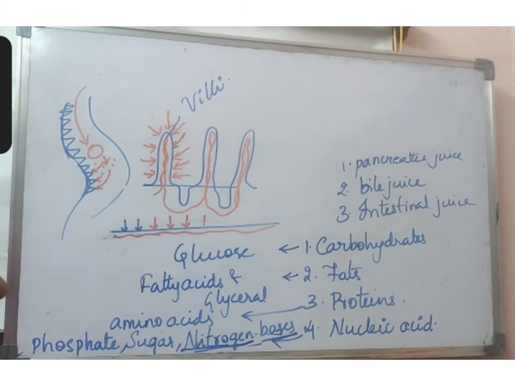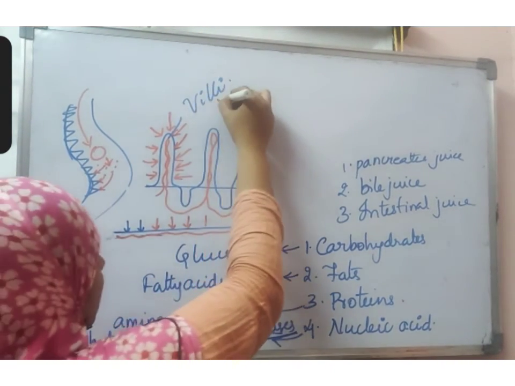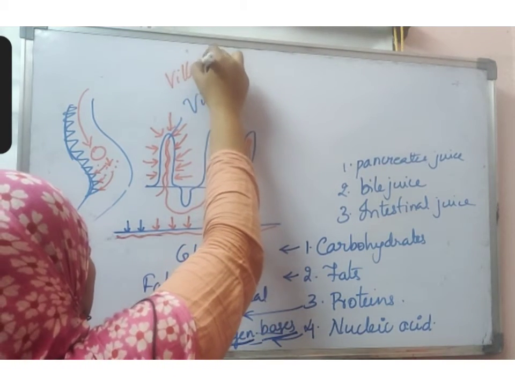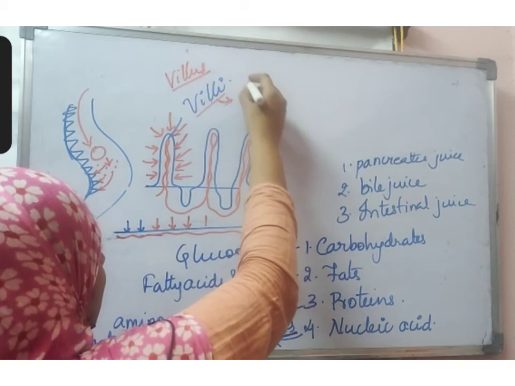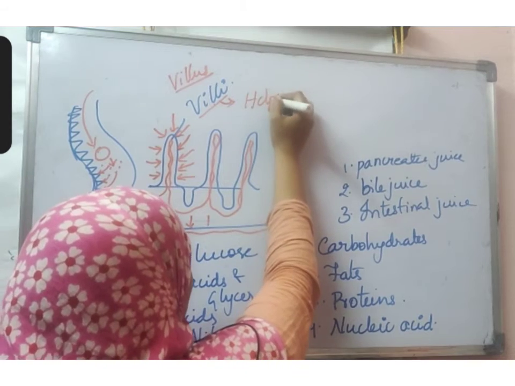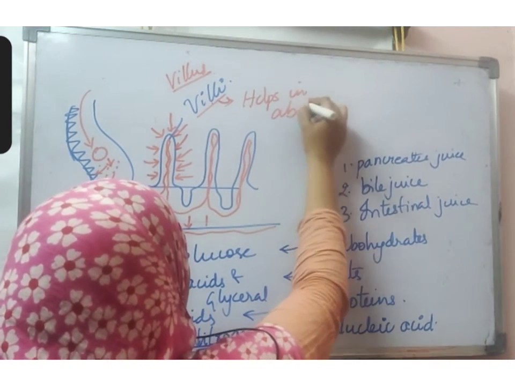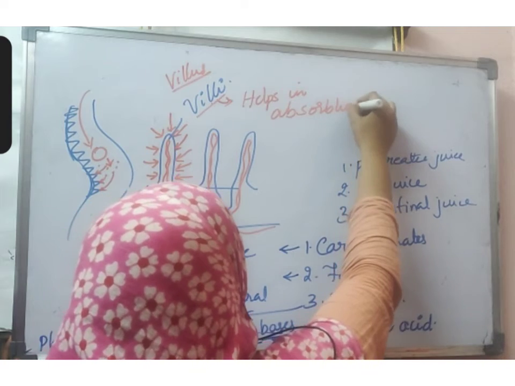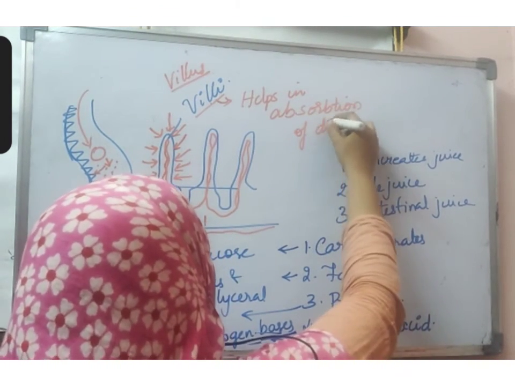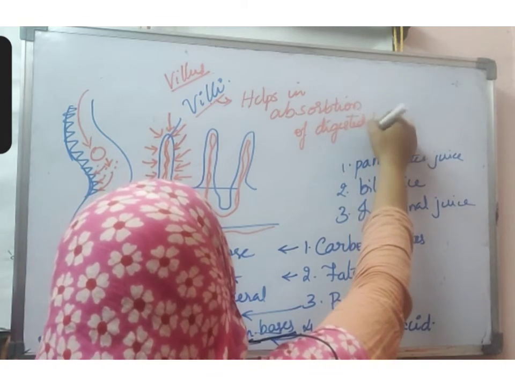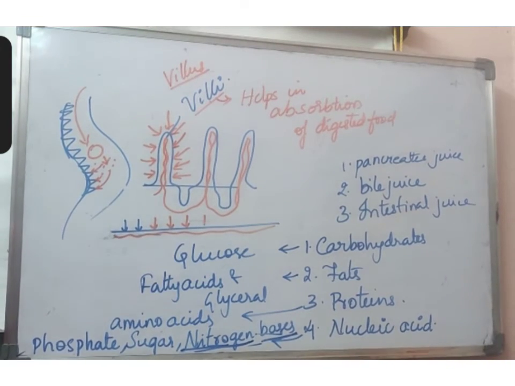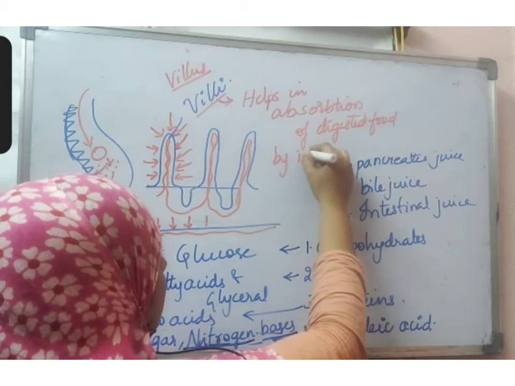So that is the reason why this villi, villus singular, plural is villi. This villi helps in absorption of food, absorption of digested food. Okay, it increases surface area by increasing surface area.